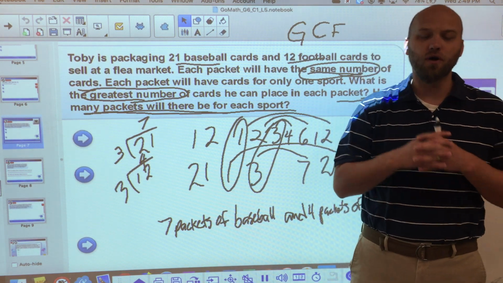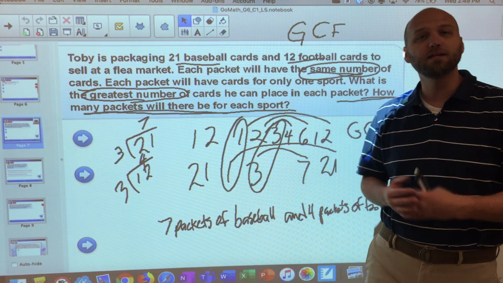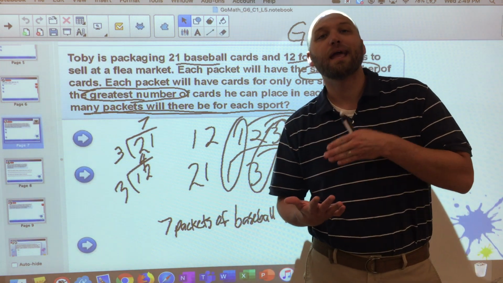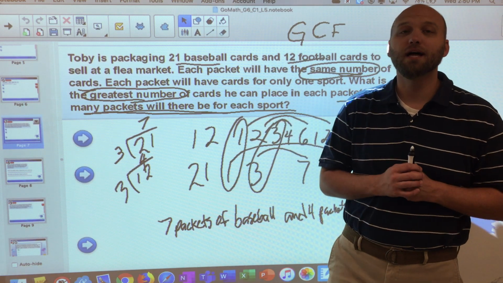So once you've gone through all of your problem and you've pulled out the important parts, you know how to solve it, always go back and double check. Did your answer what was asked? And if you do that, you'll have a lot of great success.